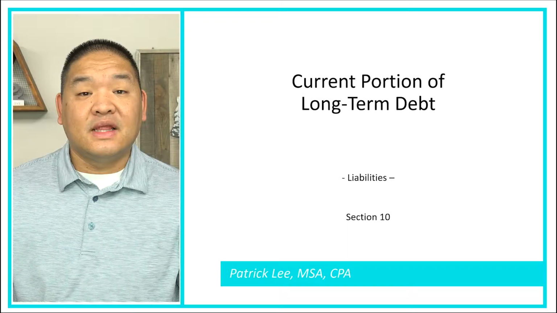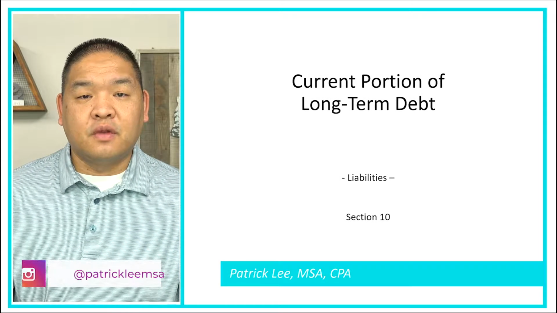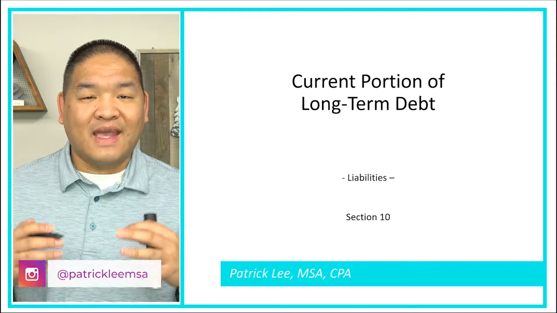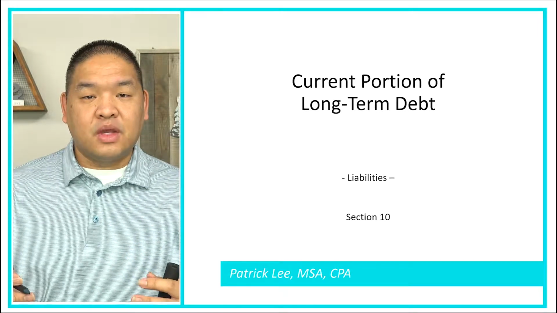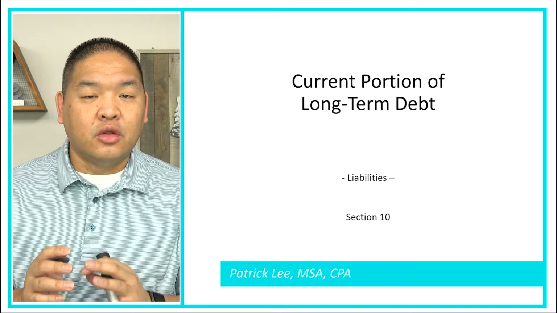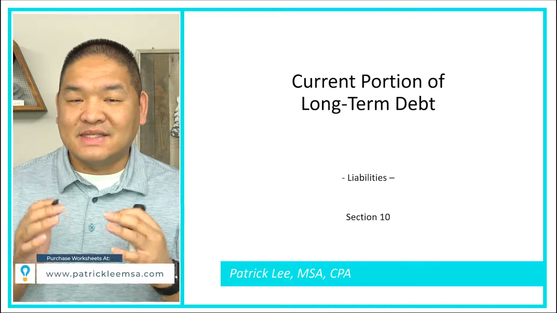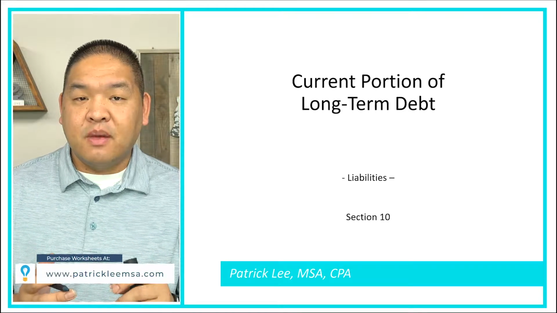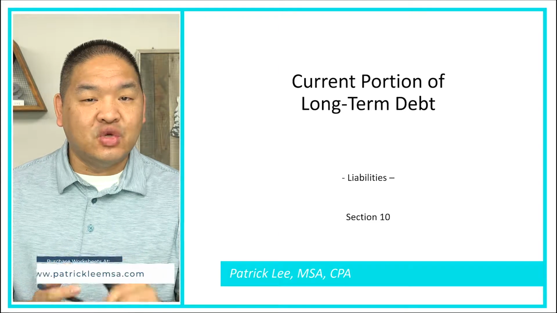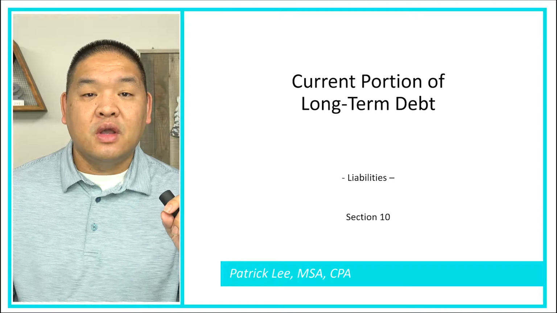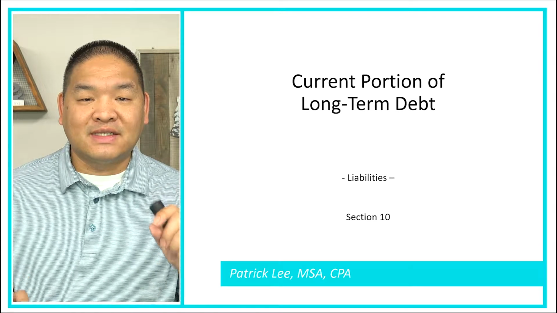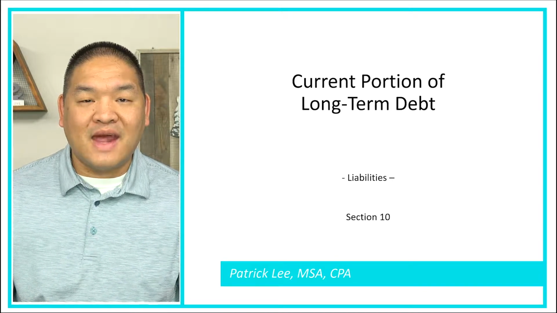All right, in this lesson, we're going to be talking about the current portion of long-term debt. This is kind of a calculation problem. It's not necessarily a journal entry, but we're going to learn how we can look at our long-term debt and maybe segregate them on our balance sheet based on how much is going to be due within 1 year or the operating cycle and how much is not going to be due in 1 year or the operating cycle. So that's what we're going to be looking at in this lesson.